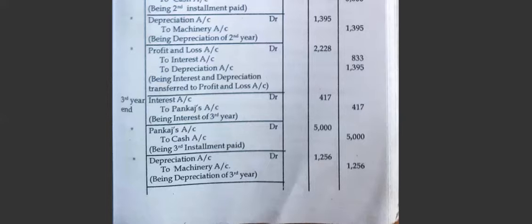Now the third year. What happens in the third year is there will be an interest amount payment. Then after that there will be an installment payment amount. Then there will be a depreciation entry. Then you will have a transfer entry.